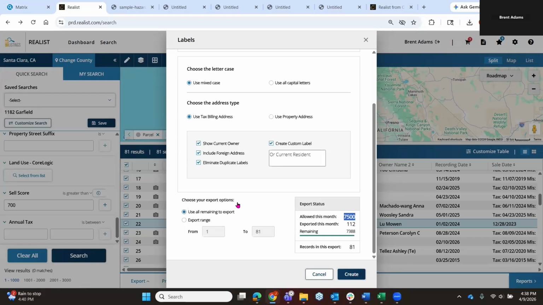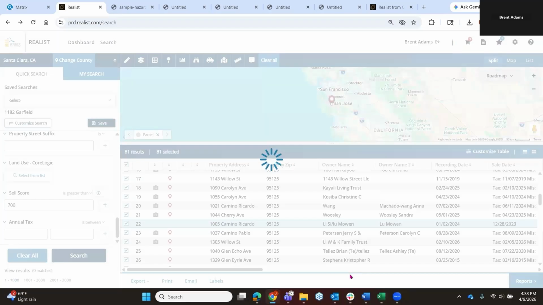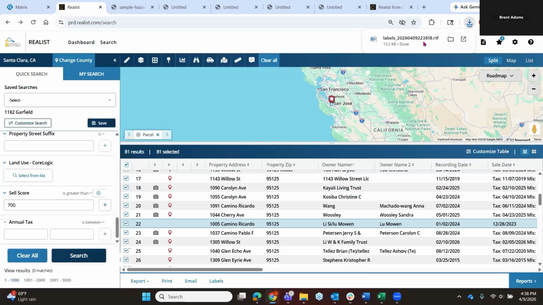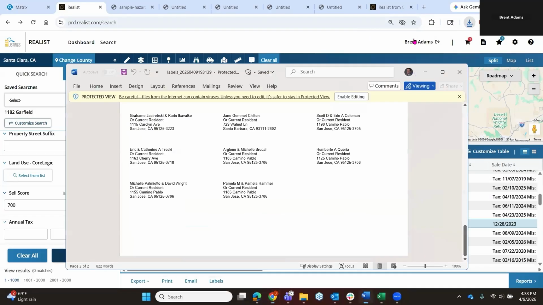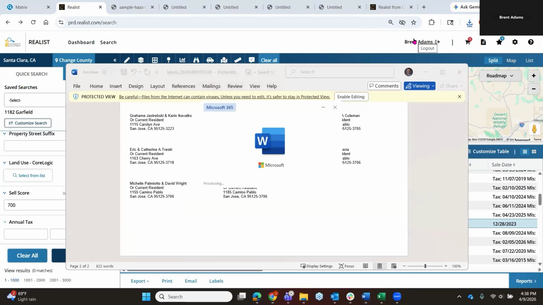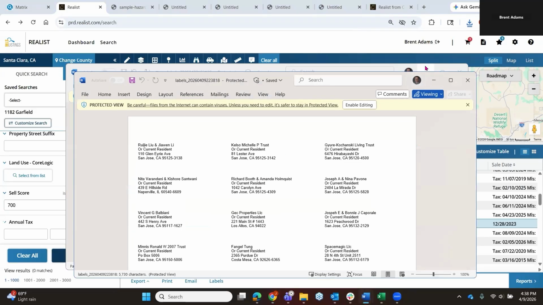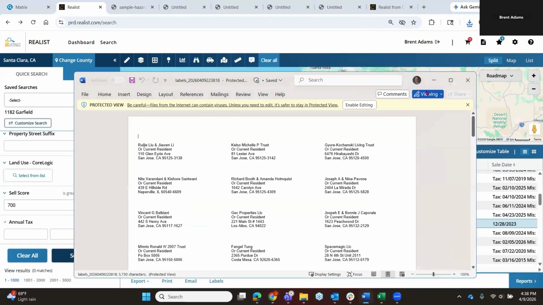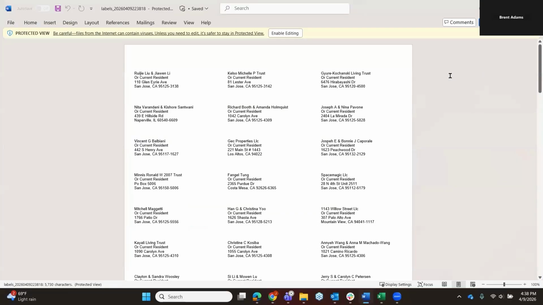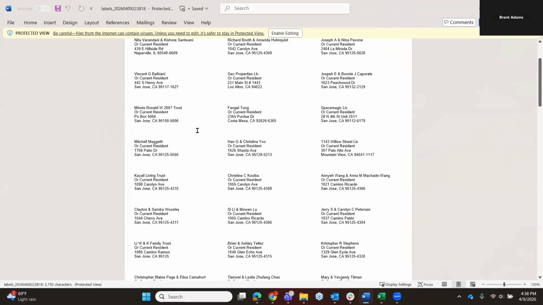All right, now that I've chosen my properties here in Realist, I'm going to create these labels, and they'll open up in a .rtf file extension. It stands for rich text format. That means they're going to open up in Word. They're going to open up in WordPerfect. Here's one behind the scenes I already opened up earlier. But here is now my mailing list. All I did was draw shape, look for properties with a high propensity to sell, and here are all the people that I can now mail to.